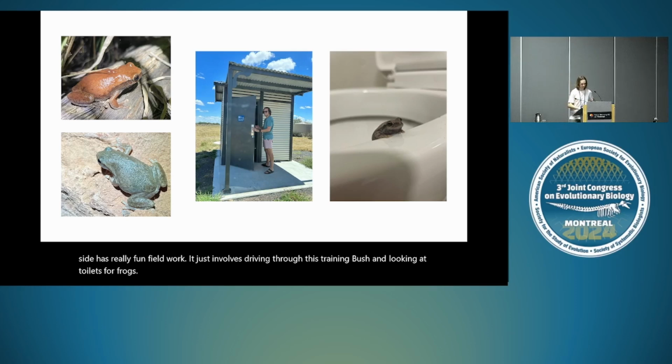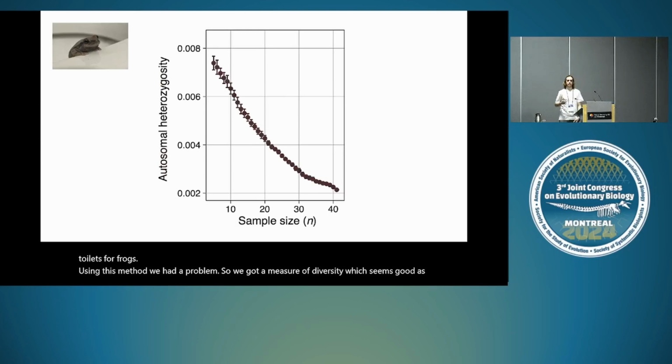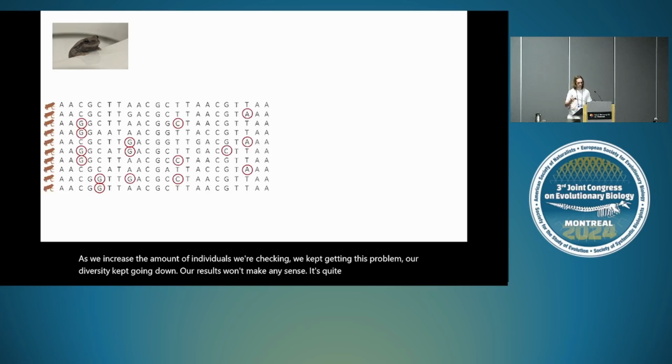Using this method, we had a problem. We got a measure of diversity, which seemed good, but as we increased the number of individuals we were checking, we kept getting this problem. Our diversity kept going down. Our results weren't making sense. It was quite perplexing, so we looked at this data more closely and tried to work out why this might be happening.